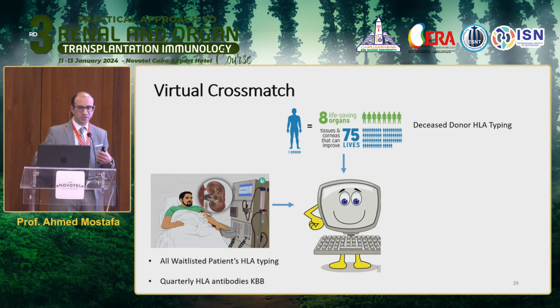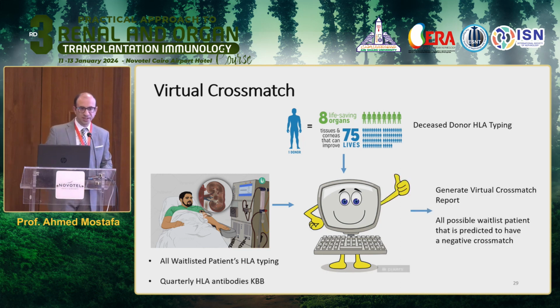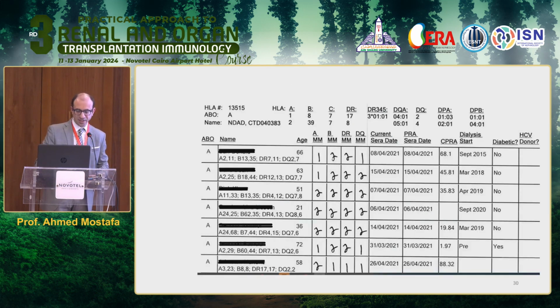The computer will look at the patient typing, the patient antibodies, and compare them to the donor HLA typing, and then it will create a virtual cross-match. It will shortlist this patient. And this is just an example of a virtual cross-match report. You can see here is the donor, and these are compatible to this donor because they don't have antibodies against the donor.